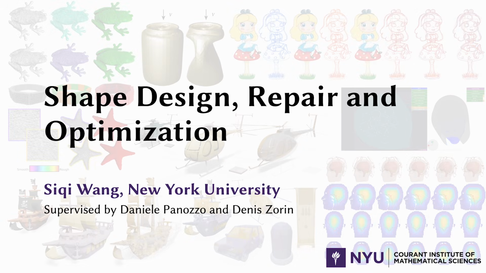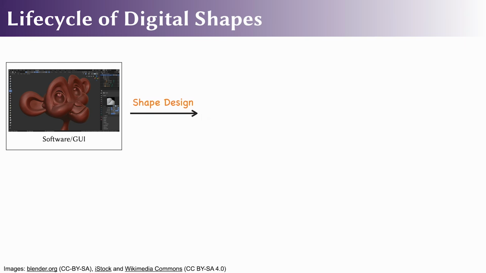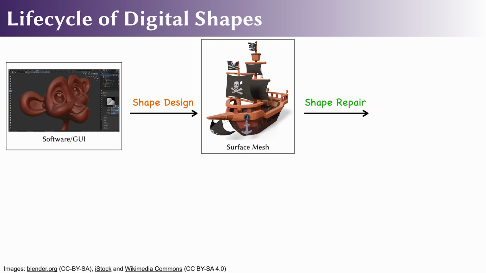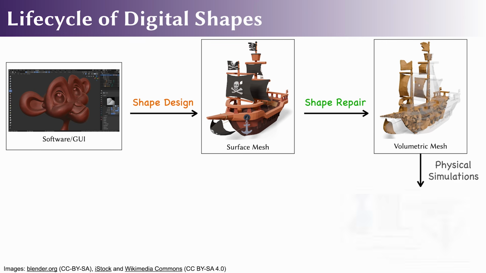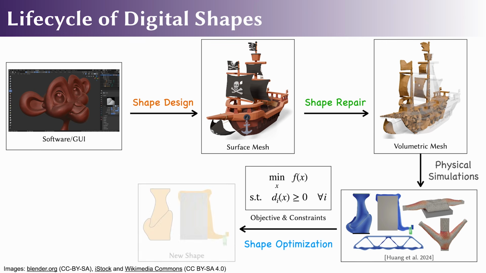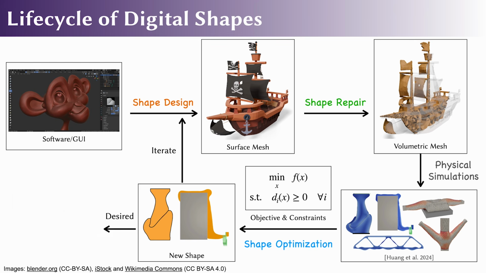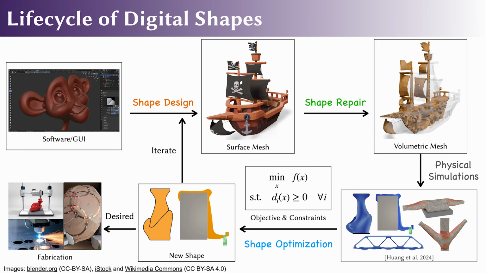I obtained my Ph.D. from New York University in 2025, advised by Daniele Panozzo and Denis Zorin. My thesis is titled Shape Design, Repair, and Optimization. The life cycle of digital shapes, from design to fabrication, faces challenges like redundancy, imperfection, and meeting physical objectives. We develop computational tools that automate shape design, repair, and optimization process, iterating until the shape is ready for fabrication.